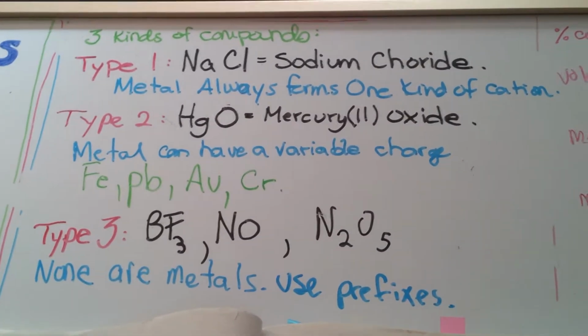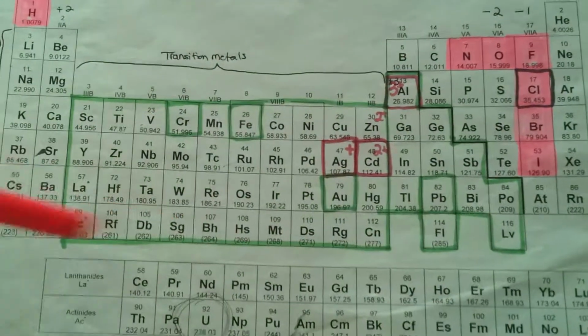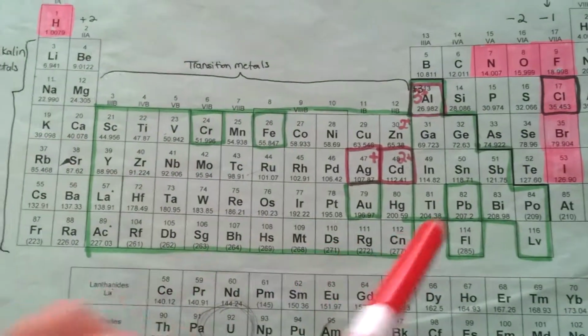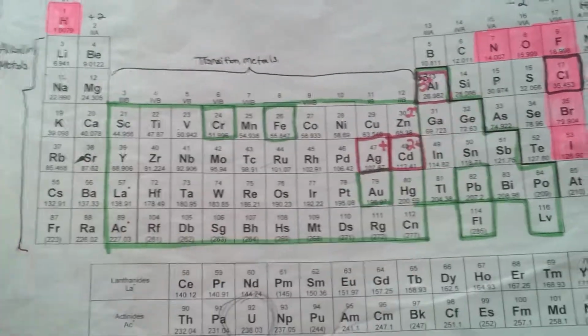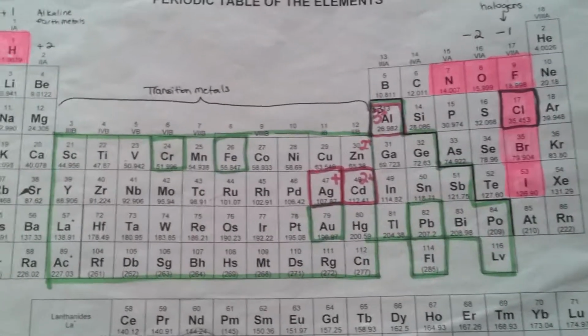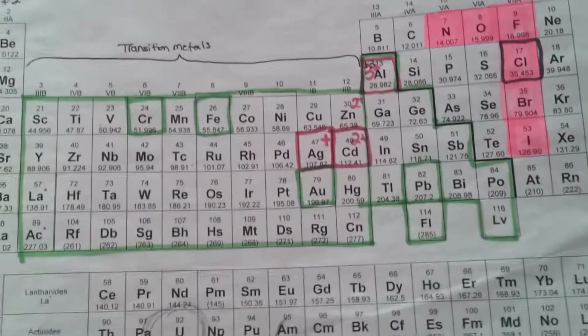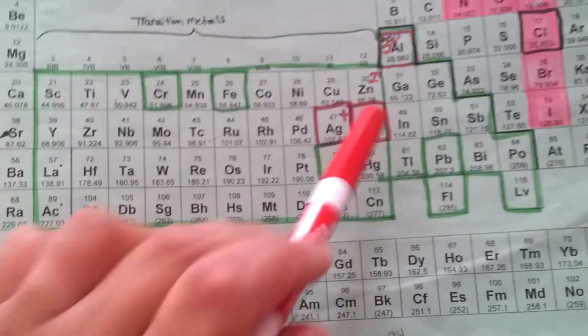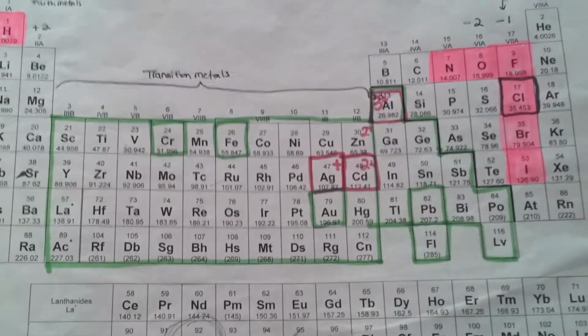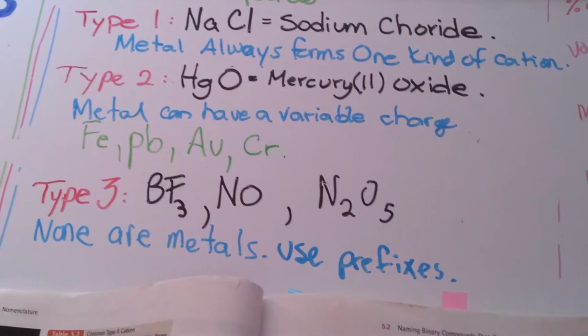We have our type 2, and that is where the metal can have a variable charge. So we're going to look down again at our periodic table, and our transition metals here, with the exception of these ones here, we don't know the charge. They're variable. They kind of just take on a different charge, or I don't even know what happens. All I know is that they have a variable charge. Like, we know the charges of these ones, but that doesn't stop it from being a type 2 compound.